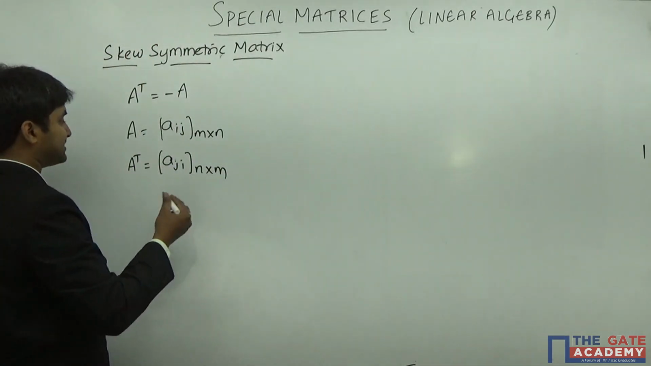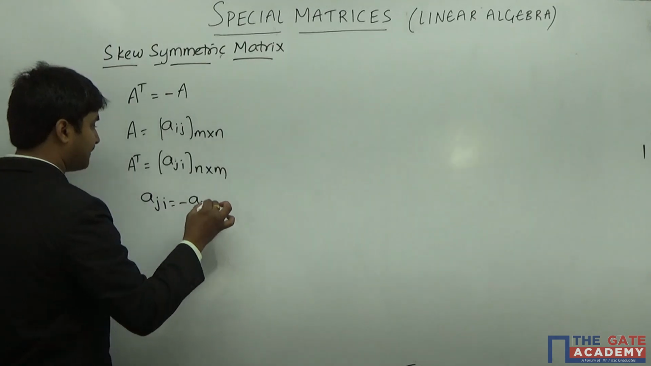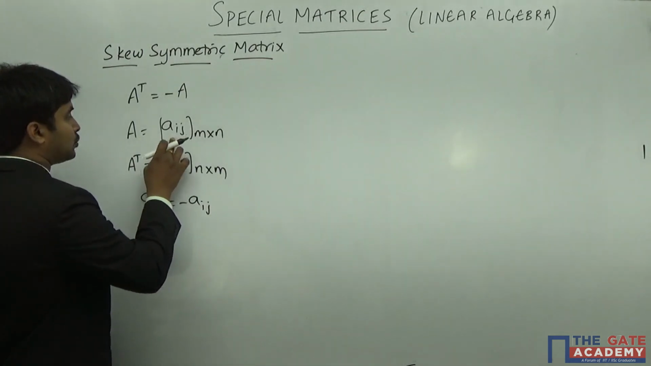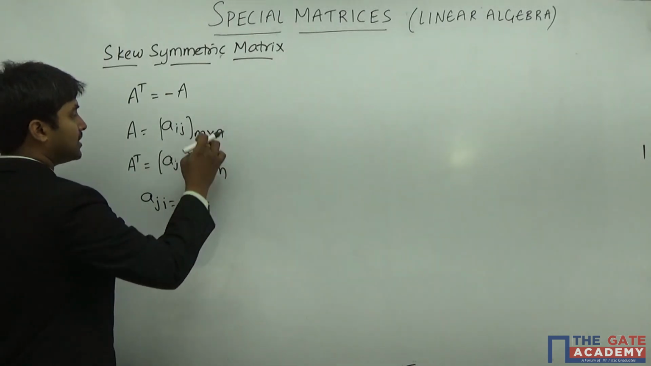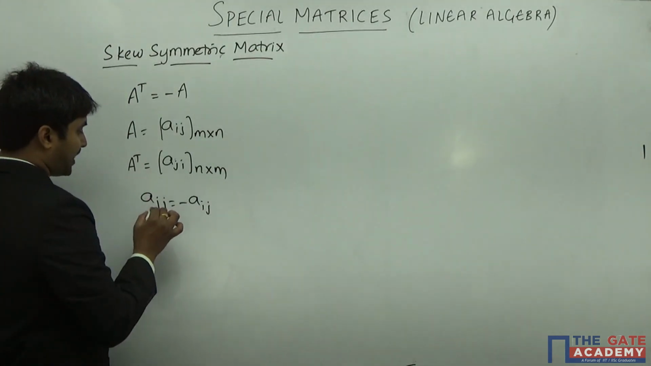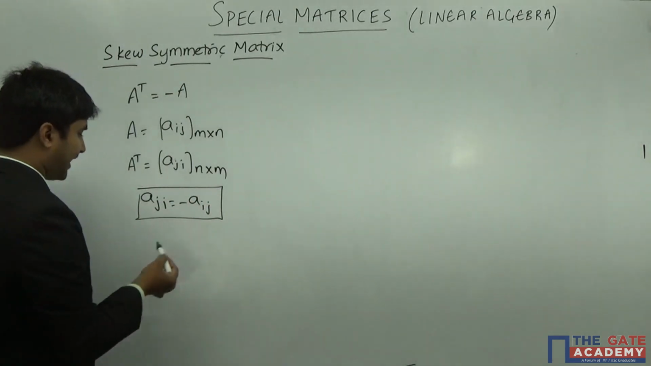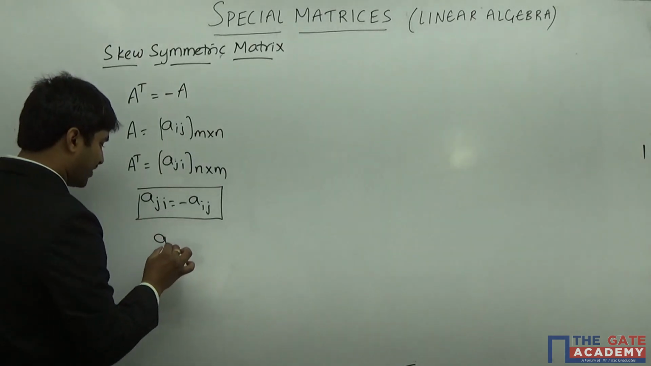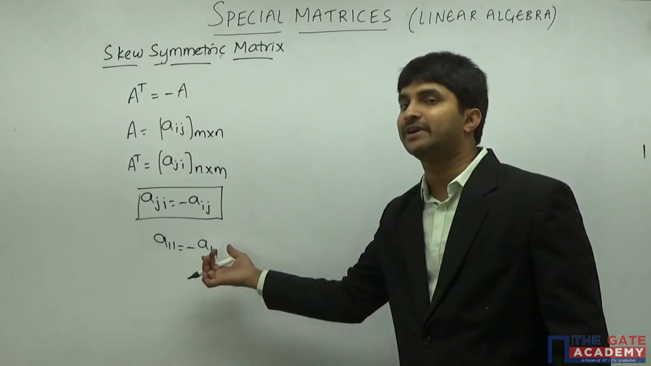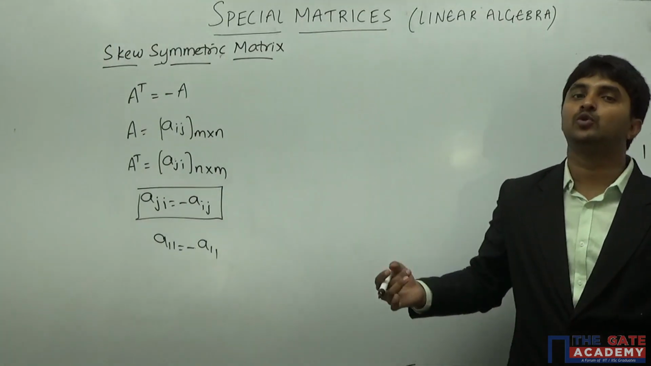So A transpose is equal to minus A simply implies that Aji is equal to minus Aij, considering that the orders of the matrices are the same, which means it is a square matrix. So Aji is equal to minus Aij is the condition that a skew symmetric matrix has to satisfy. Now if I write both i and j equal to 1, it means that A11 is equal to minus A11. In the case of a skew symmetric matrix, for a single principal diagonal element, A11, the row number is 1, the column number is 1.